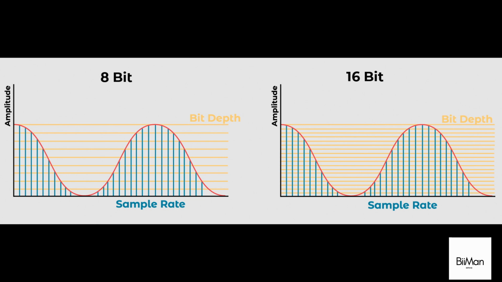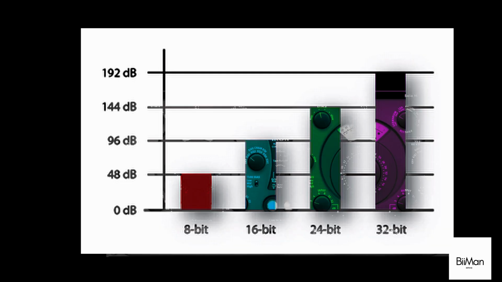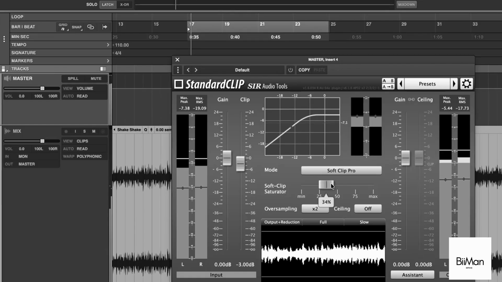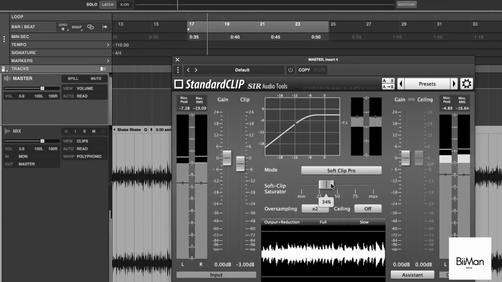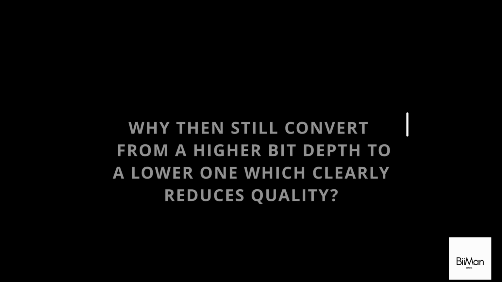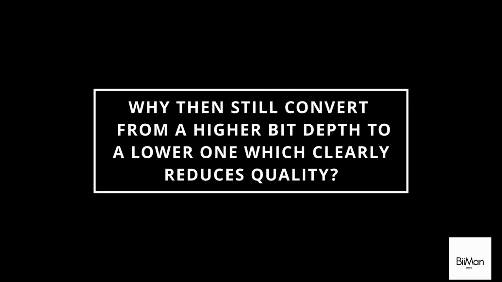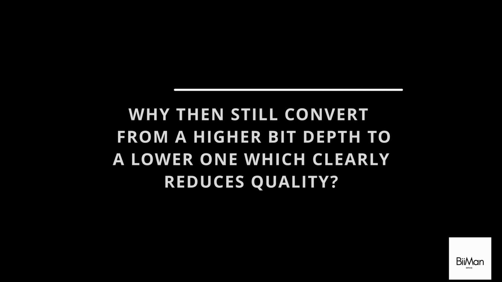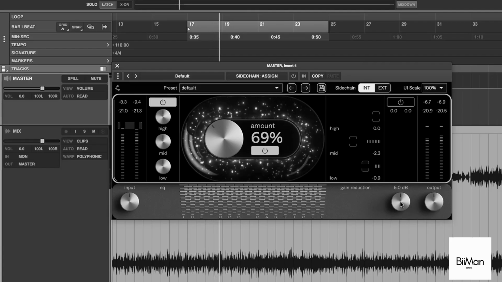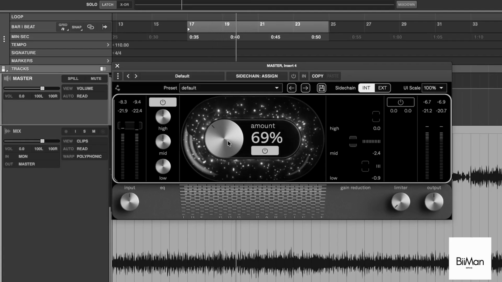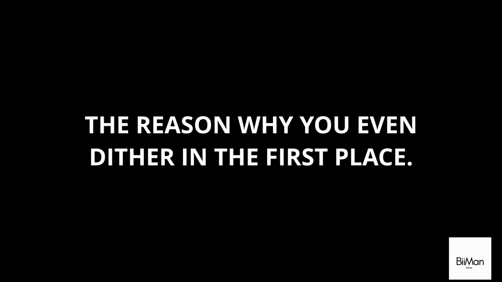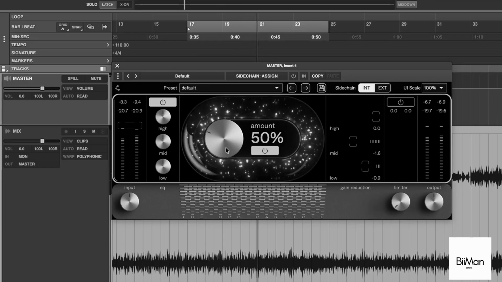As you can already tell by now, bit depth is a strong determinant factor in the quality of your audio recordings. You're also probably wondering, if quality is what I'm aiming for, then why should I still convert my audio from a higher bit depth to a lower one, which clearly reduces quality? That is a good question which we are going to answer step by step in the course of this video, and most importantly, the reason why you dither. At this point, you're probably wondering even more.